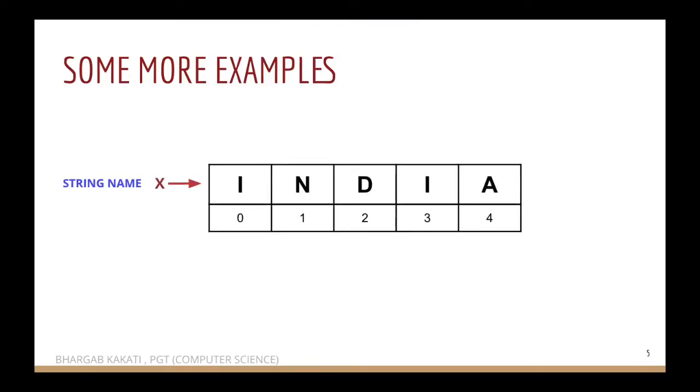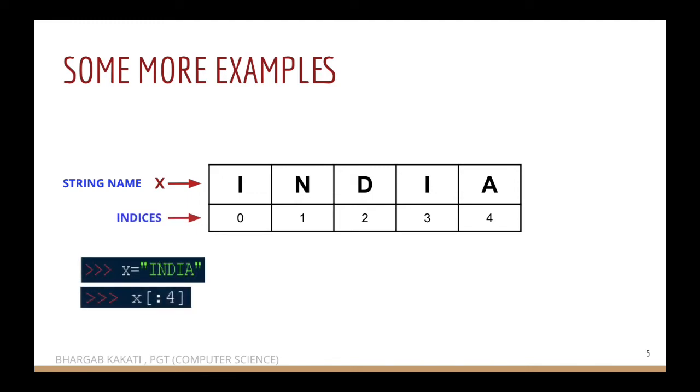Let's see some more examples related to string slicing. This is the string name and these are the indexes. Now, if I write x[:4], what does it mean? It means I want to display the string starting from the first character to the upper limit index minus 1. That means what will be displayed here? Any guesses? Yes, if you have guessed INDI, then it is correct. As I press the enter key, I will get the answer as INDI.